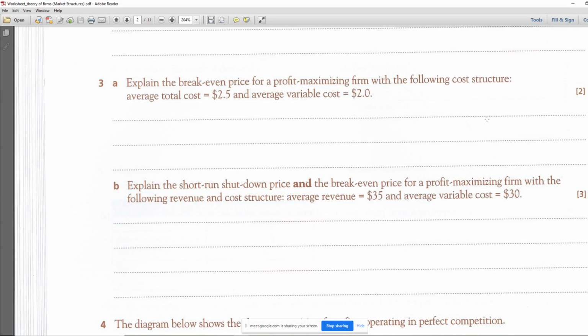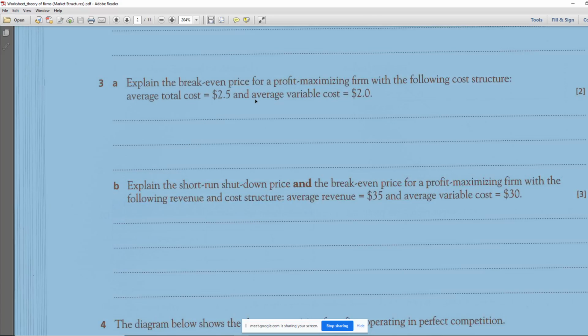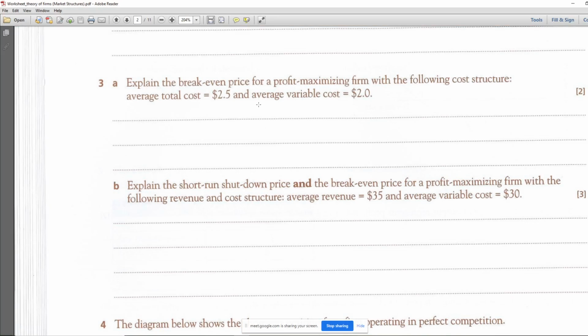Yeah, Ryan, but they are asking for the break-even price. So 2.5, right? Yeah, because if we assume they are earning a normal profit, right now they are at the lowest point of the ATC. So that's how we can assume 2.5 will be the break-even price. And what about this one here?